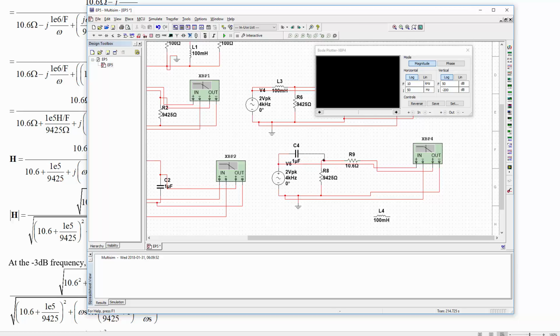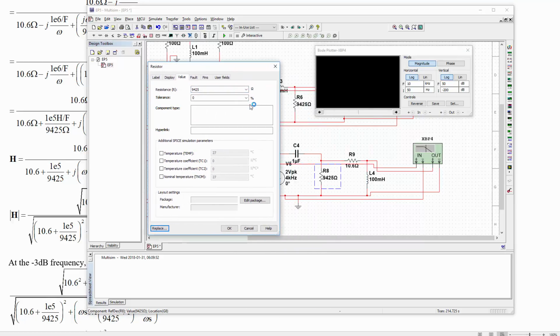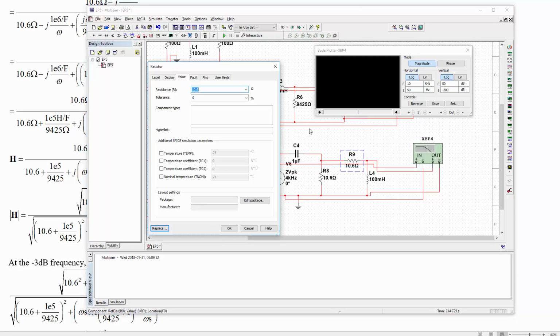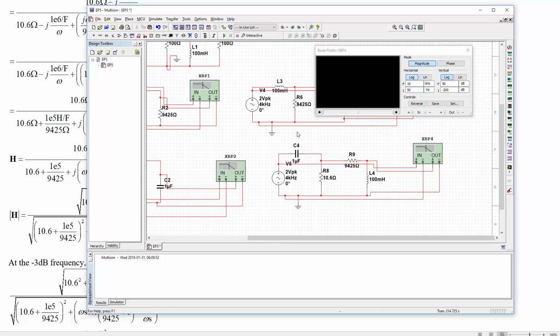So here's our capacitor. There's the inductor. Whoops, nope, that's not the right connection. Up to the other side of the resistor. And we'll change this one to 10.6, and the other one to 9425. Okay, so now we have reversed the order of the stages in our low pass filter. Let's see how this one works.